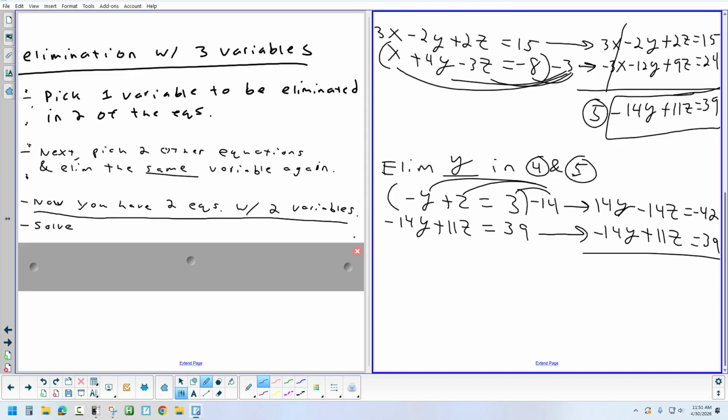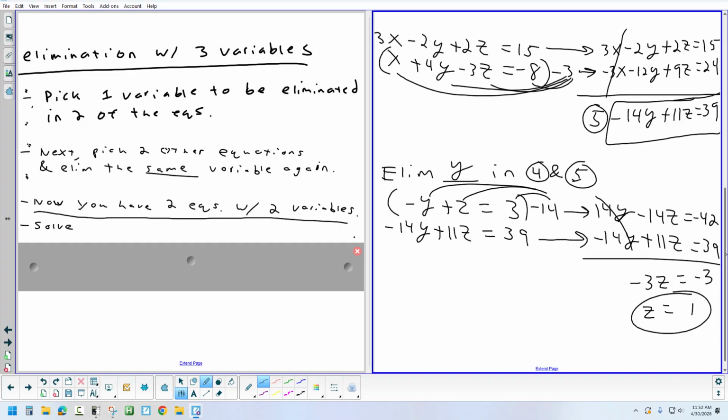What happens in the first column? That's gone. How about negative 14 plus 11? Negative 3z. And negative 42 plus 39. Negative 3. So that gives us z. What does z come out to? 1. Once you get your first answer, you're like 90% done the problem now. All right. The rest of the answers come very fast.